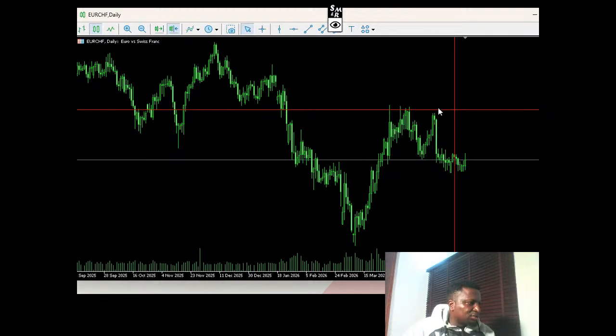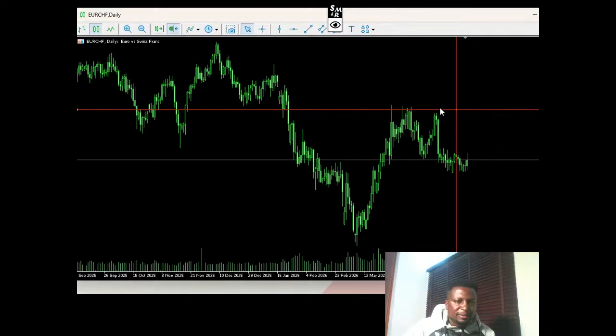There are some errors I would correct tonight. I would correct a notion that a whole lot of persons have. What are those notions? People use lines to draw support and resistance. Support and resistance are not lines, they are zones. You don't say support and resistance is a line. Support and resistance is a zone.